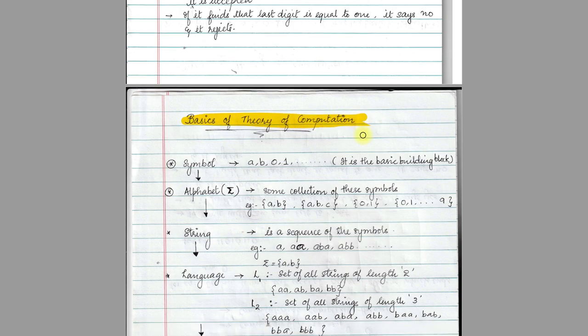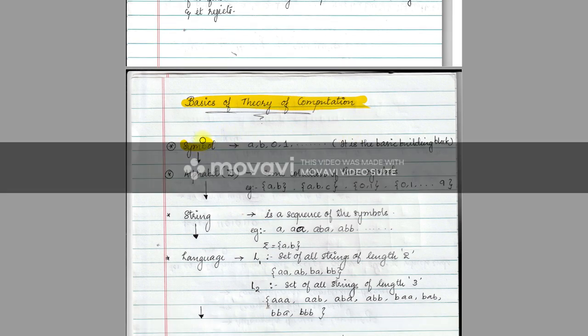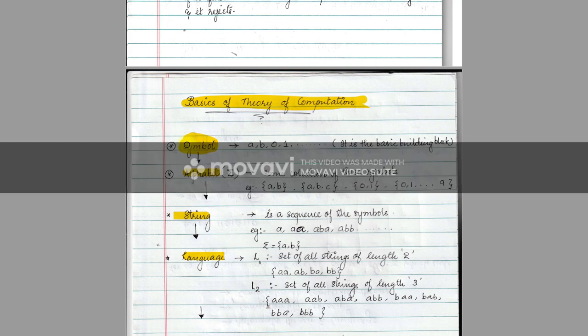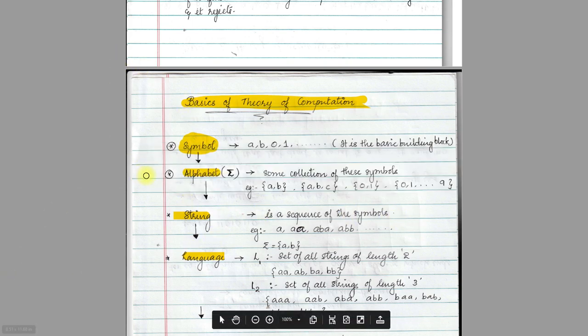Now, the basics of theory of computation. The basic theory of computation consists of symbols followed by alphabets, followed by strings and the language. So we can consider a symbol as a basic building block. So in programming language, we say tokens are the smallest individual part of a program, right? So it can be letters from uppercase or lowercase, digits, zero till 9. So it goes on, okay?